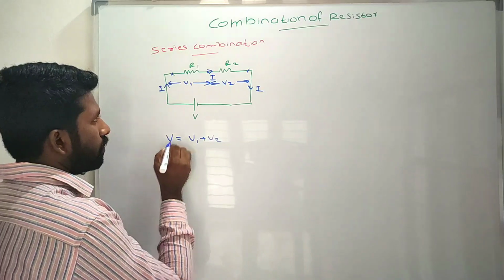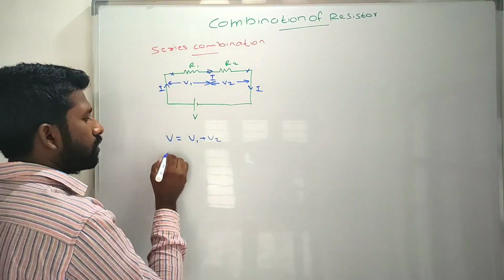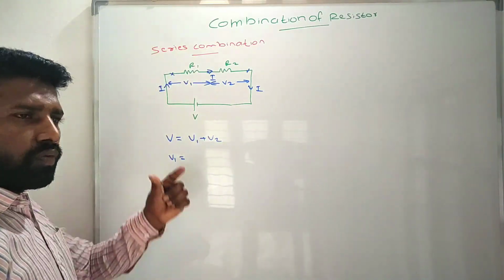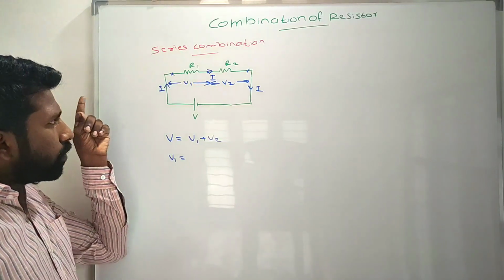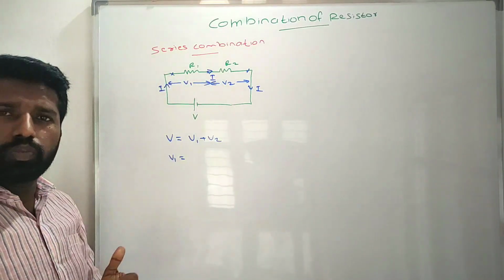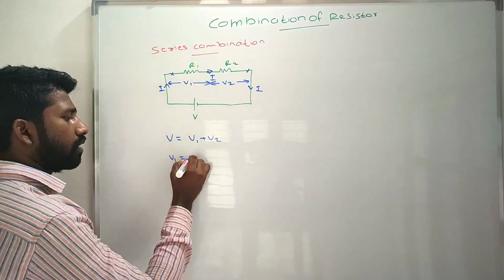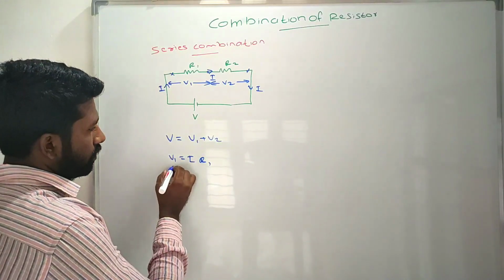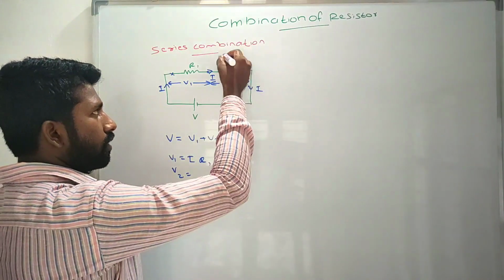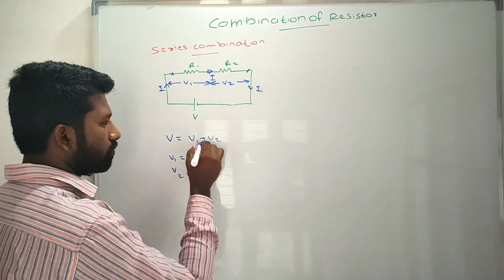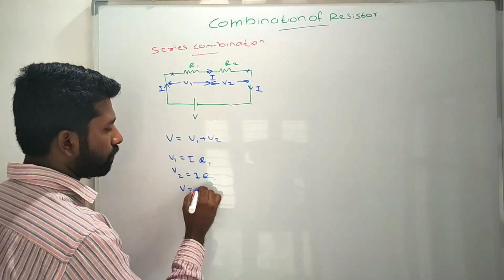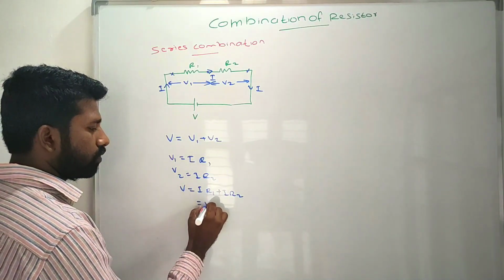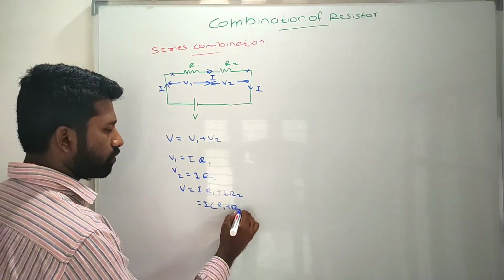So what is V1? Based on Ohm's law, potential difference is equal to the product of current and resistance. The current flowing through R1 is I and the resistance is R1, so V1 is I R1. The potential difference across the next resistor is I R2. Substituting here, V is equal to I R1 plus I R2. From this you can take I common: V is equal to I times (R1 plus R2).